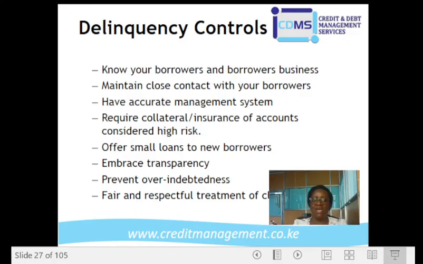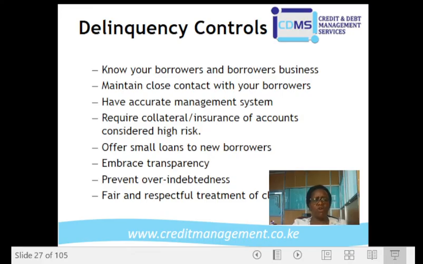The other one, you must have an accurate management system. Please don't issue loans when you do not have a system that will enable you to monitor, follow up, and be able to follow up through the loan until the final repayment is done. Then the other one, where you feel you are highly exposed, you can ask your customers to provide you with collateral. You can also ask them maybe for an insurance cover.